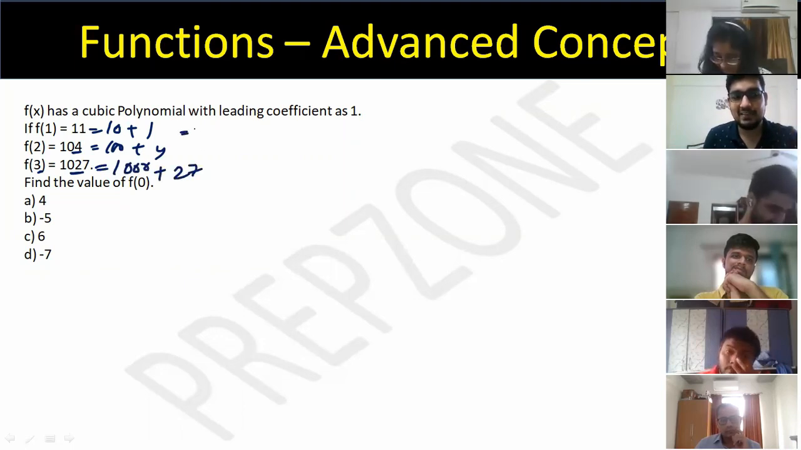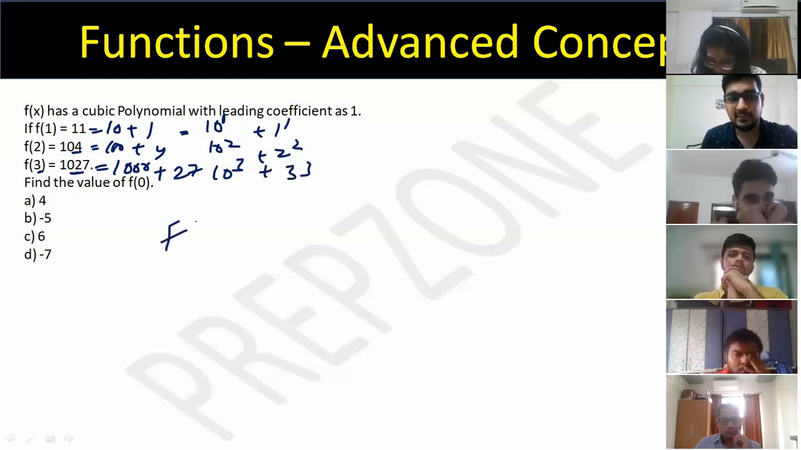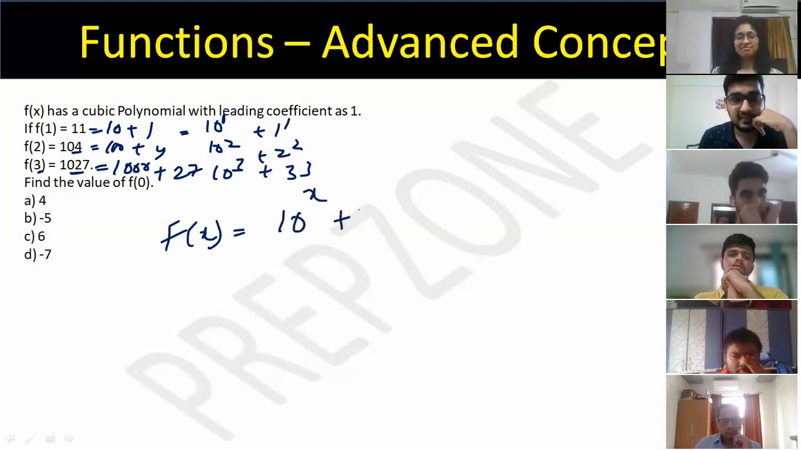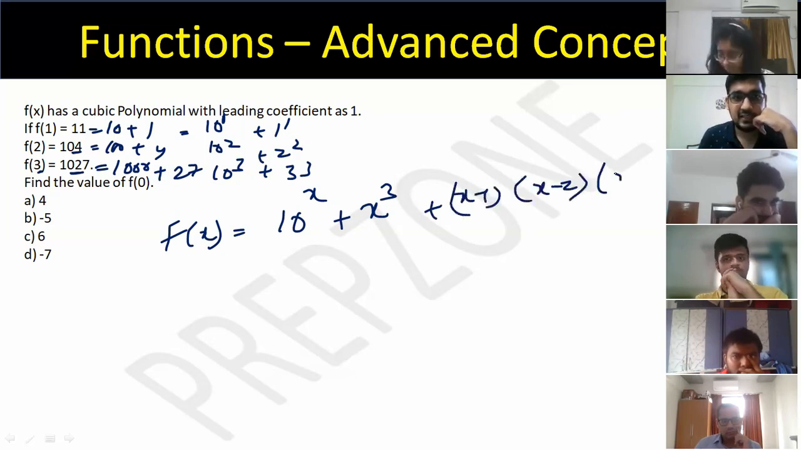That is the hint. When f of 1, it is nothing but 10 to the power 1. यहाँ पे 10 square आ रहा है, यहाँ पे 10 cube आ रहा है. And the other part is 1 to the power 1, 2 to the power 2, and 3 to the power 3. That means f of x is what? F of x is nothing but 10 to the power x plus x to the power x plus x minus 1 into x minus 2 into x minus 3. See, f of 1, 2 and 3 पे हमने pattern निकाल लिया, right?